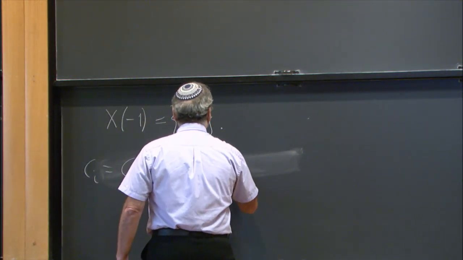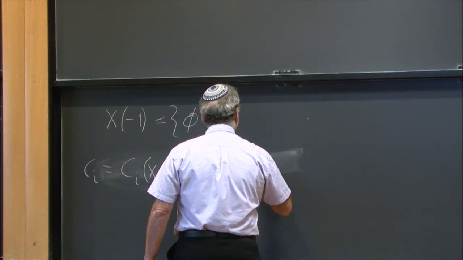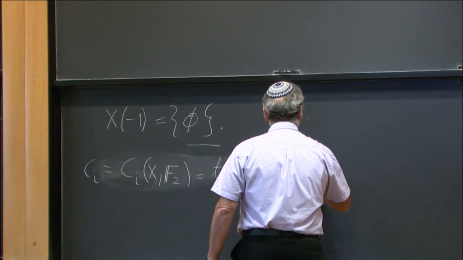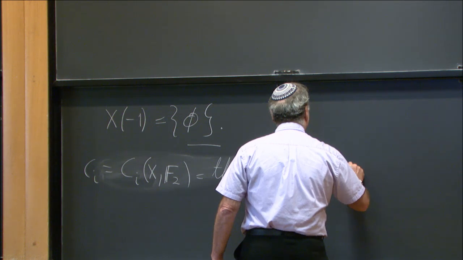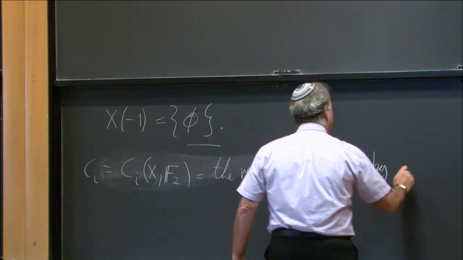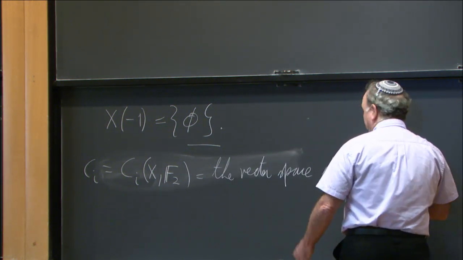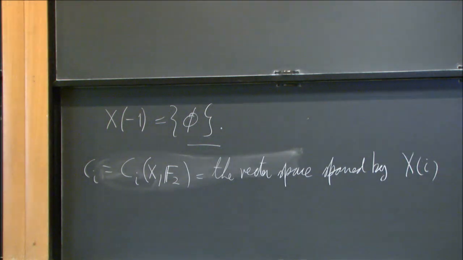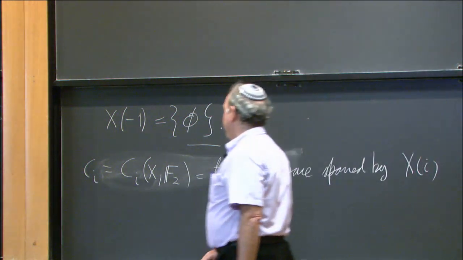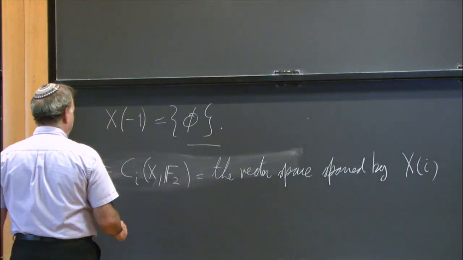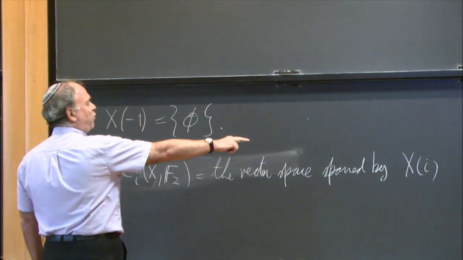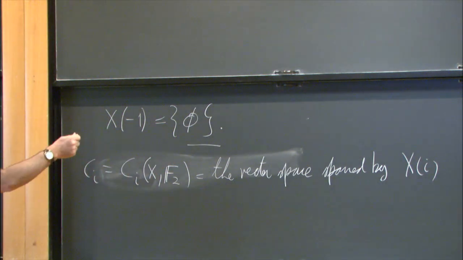This is the vector space spanned by Xi. So, the vector space over F2 spanned by Xi. We take formal sums of elements, a formal sum of i-dimensional cells, and this is a vector space.